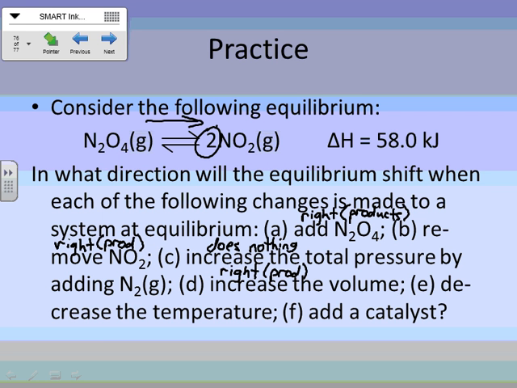So if we decrease the temperature, it might be helpful here to write heat as either a reactant or a product first. Our delta H is positive, so what kind of reaction is this? Endothermic, which means that heat is over here, okay? Heat is basically one of the products. We have to add heat to make this reaction occur.